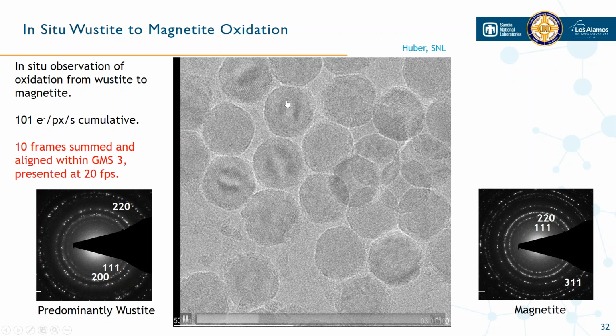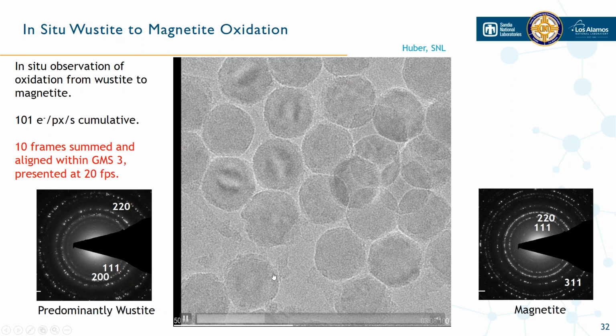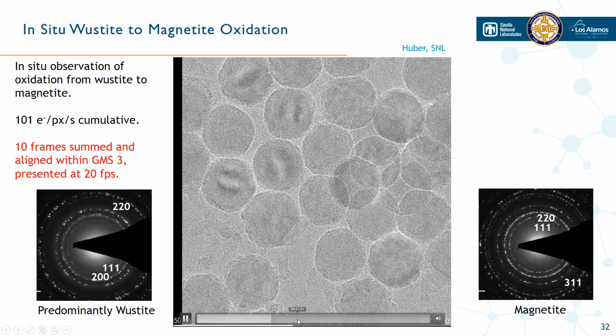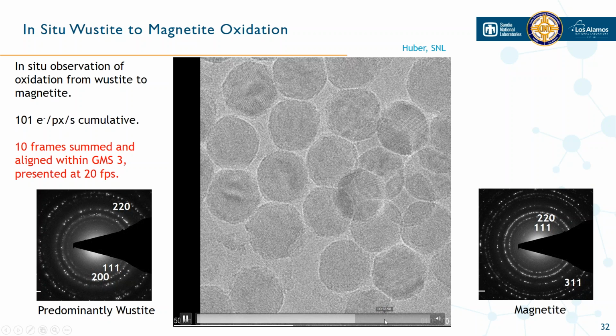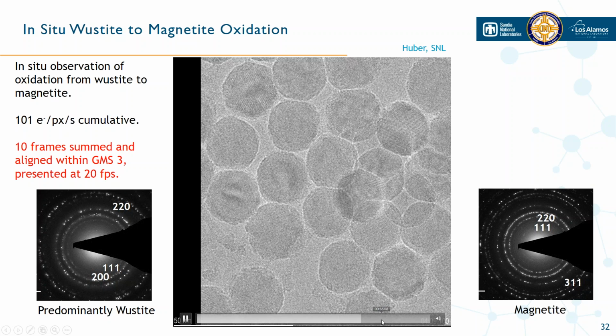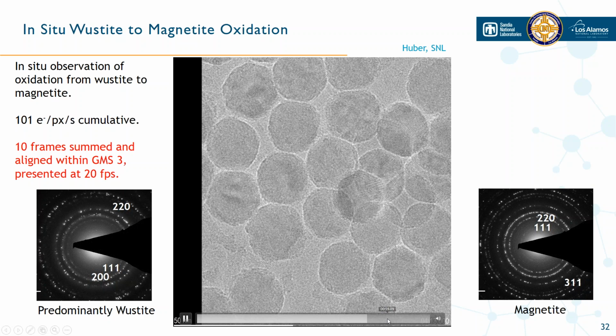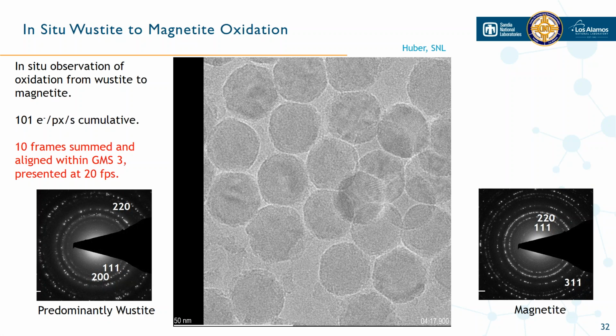We'll see this contrast here if you look at these 3 particles in the top left there. You'll see that contrast starts to disappear. So we have some transformations happening there. Again, we need to understand this better.